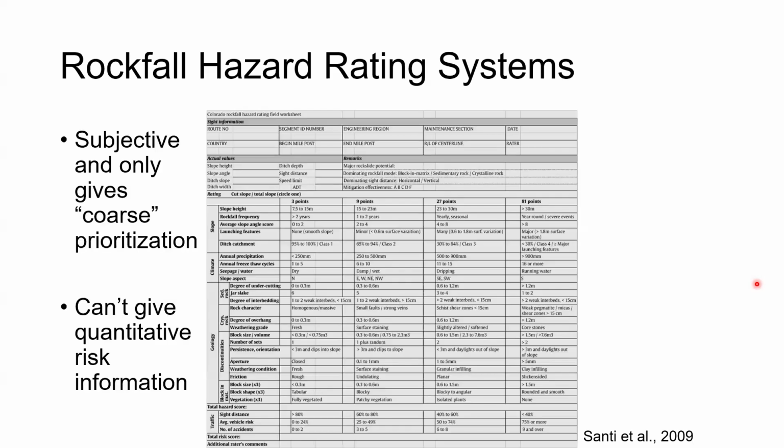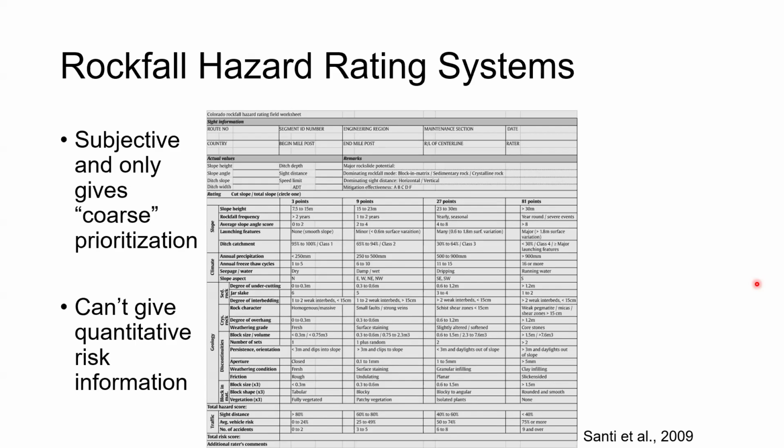First of all, this is, of course, subjective. Some categories are easier to assess than others. And both as a result of that and also just as a result of the way these systems are designed, it can only give you a really coarse prioritization. So yeah, it might be good for separating your slopes into high hazard, medium hazard, low hazard, but within any one of those categories, you're not getting very much granularity.